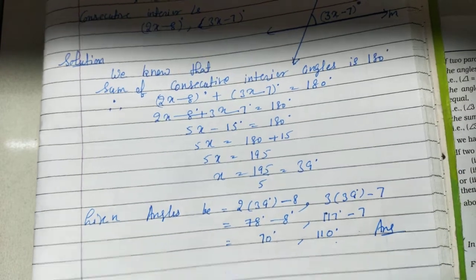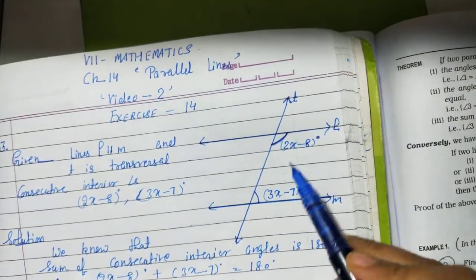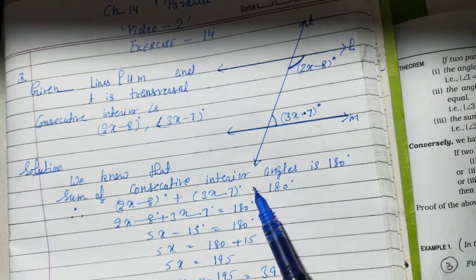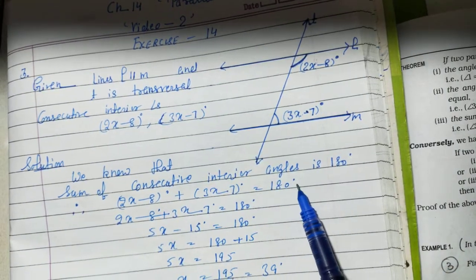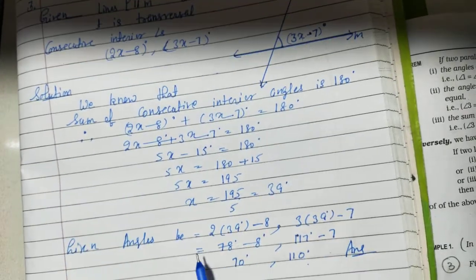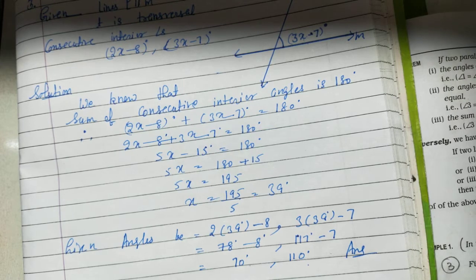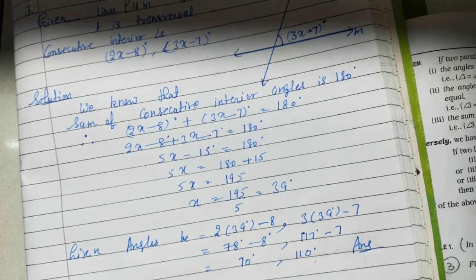Have a look again. We are having one pair of co-interior angles. Getting? We know that co-interior angles are supplementary. Their sum is 180. We will solve for x, then put the value of x in the given angles. We will get the required two angles. Okay class, now let us do our next question.